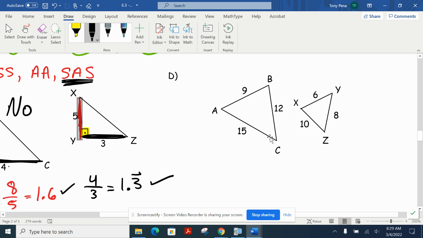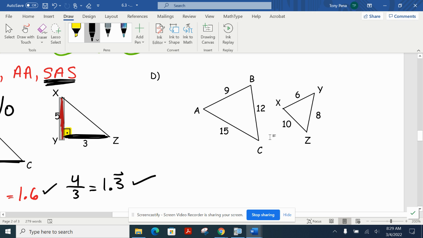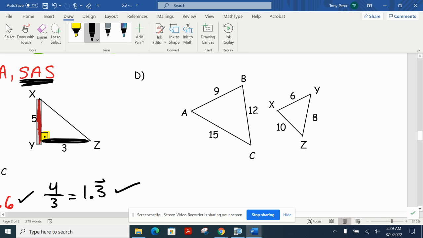All right. Try letter D. See if we're understanding this at all. It's kind of weird. A little different stuff than what we've been doing. So see what you think.